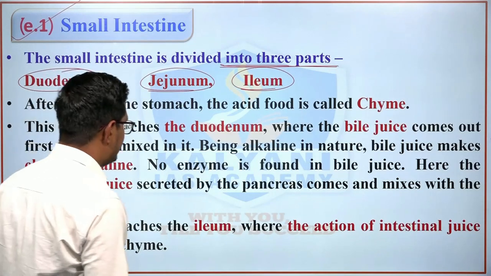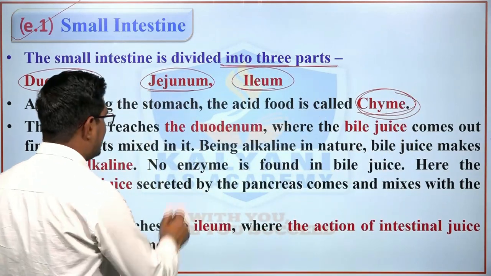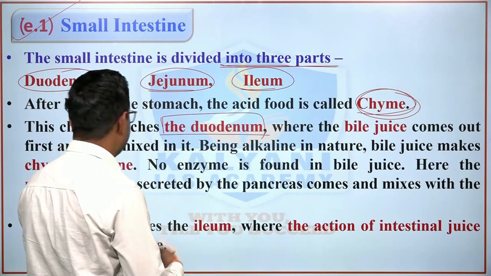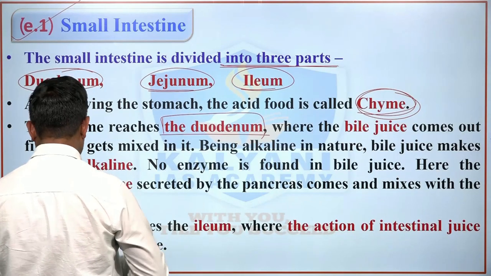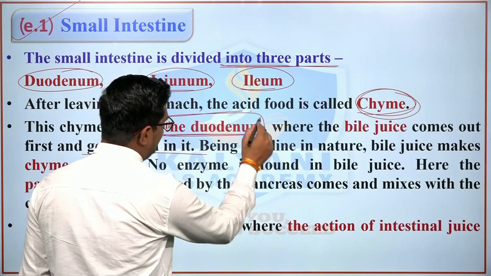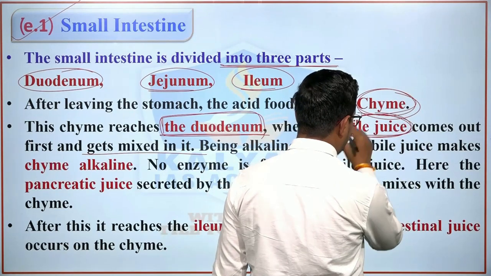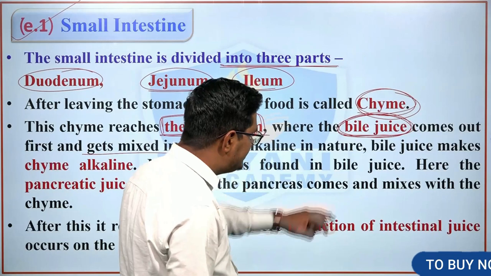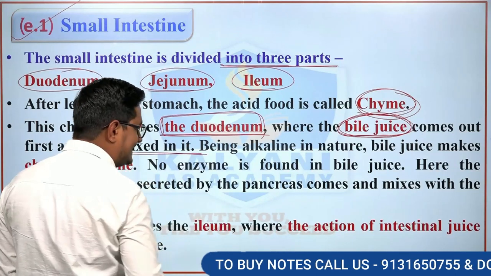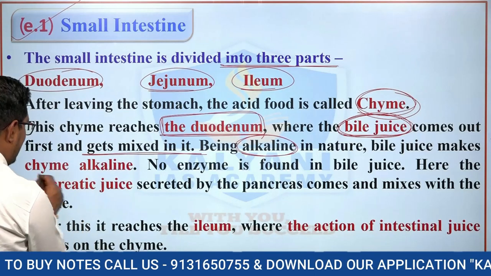Right. After leaving the stomach, the acidic food is known as chyme. राइट. एंड जैसे ही कायम ड्यूडोनम में आता है, व्हेन कायम रीचेस द ड्यूडोनम राइट, बाइल जूस कम्स आउट एंड गेट्स मिक्स्ड इन दिस राइट. तो जैसे ही जो कायम है वो ड्यूडोनम में पहुंचता है, तो उसमें जो बाइल जूस है जो कि कहां से सेक्रेट होता है राइट, तो द लीवर सेक्रेट्स बाइल जूस राइट. बाइल जूस कम्स इन ड्यूडोनम एंड गेट मिक्स्ड इन दिस कायम. और जो कि एल्कलाइन होता है और ये जो फूड है उसको एल्कलाइन बना देता है.